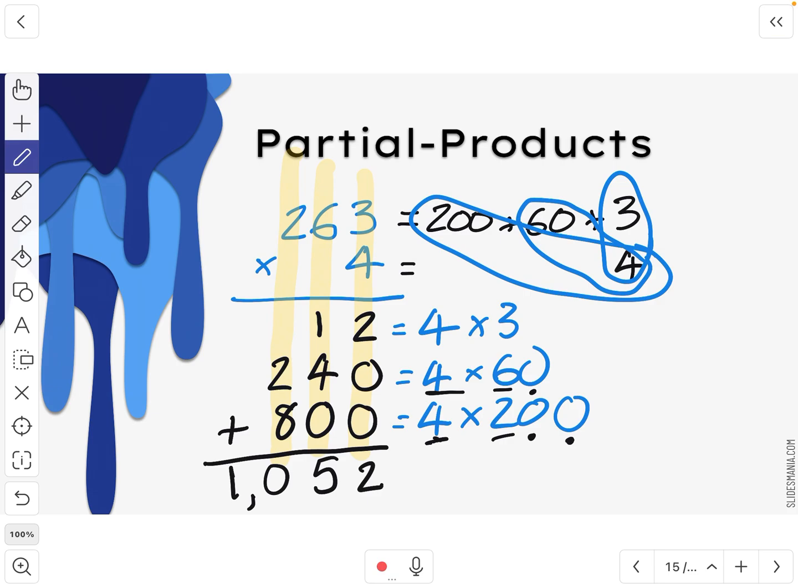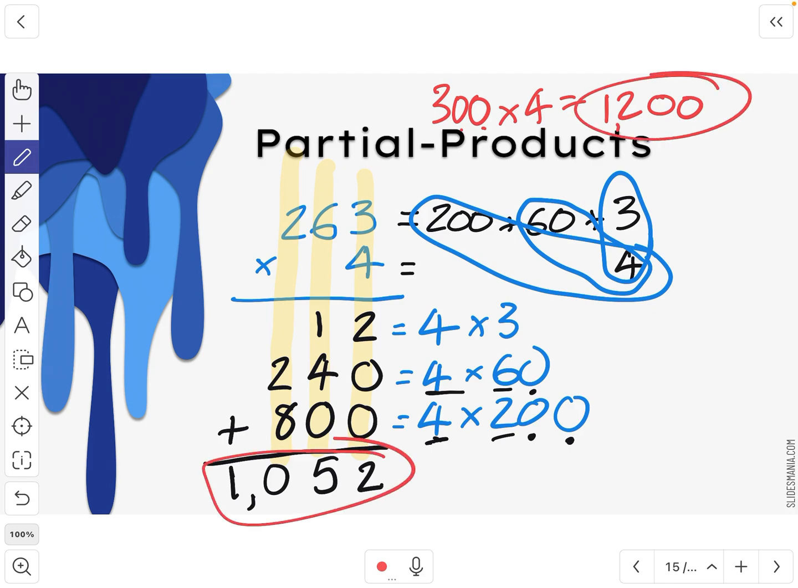Now how do we know if that's a reasonable answer? Well, before we started, we should have made a magnitude estimate. Let's do that now. 263 is about 300 times 4. That would be 12 with 2 zeros. So our estimate should be in the thousands. Is our answer in the thousands? You bet it is. So based on that estimate, this is the right answer.